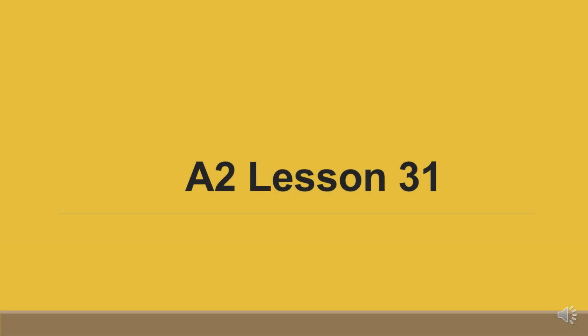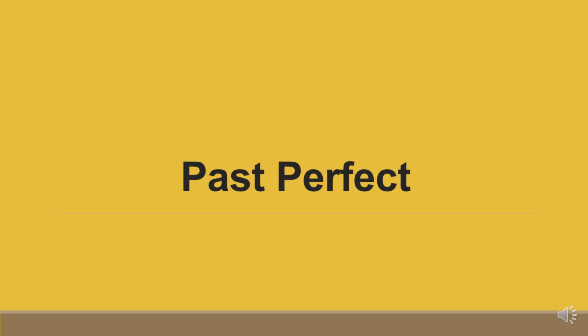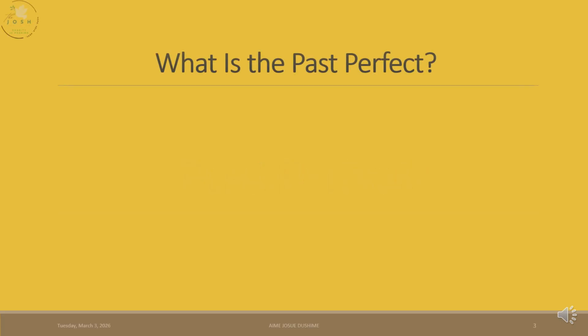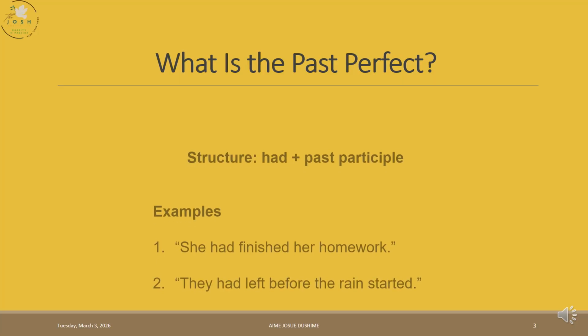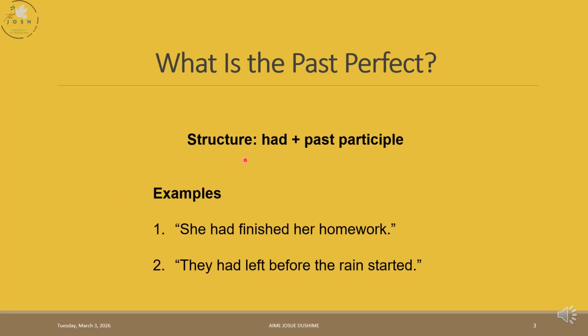Welcome to A2 lesson 31. We're going to be looking at what we call past perfect tense. When I say past perfect tense, the past perfect tense has a structure of subject plus had, plus past participle. Remember, the past participle is the V3 of the verb.